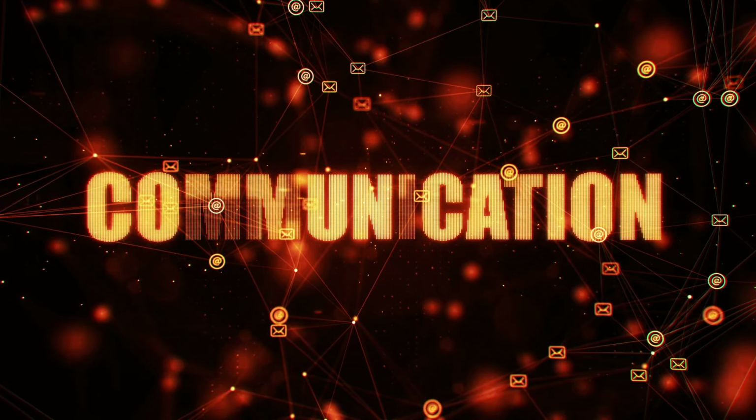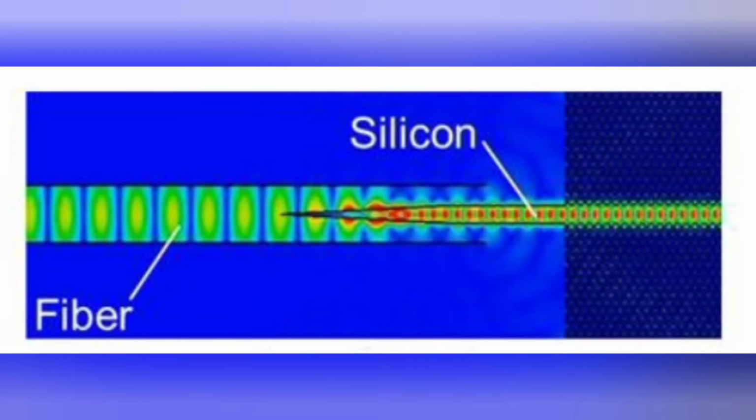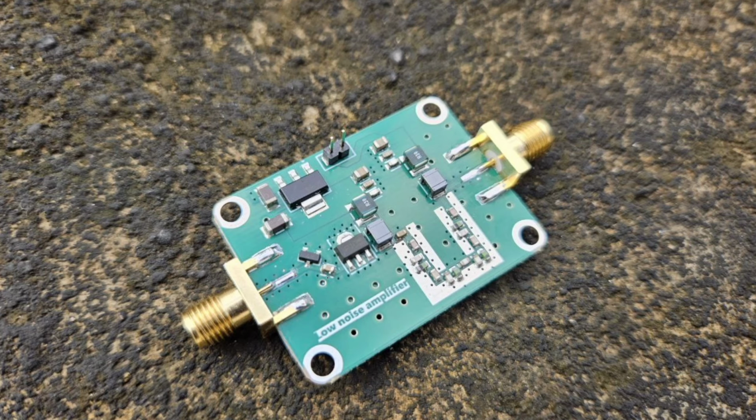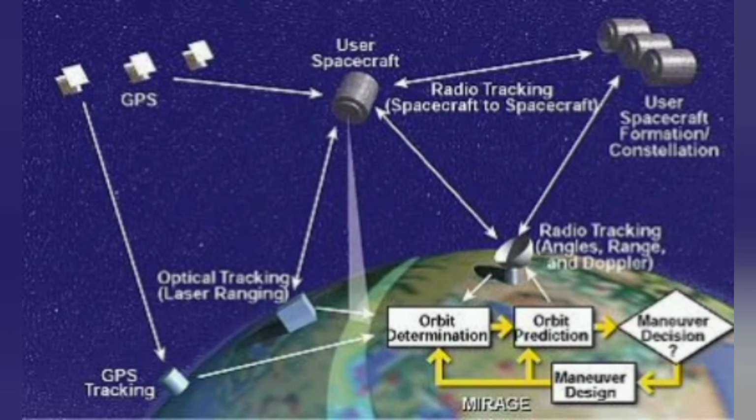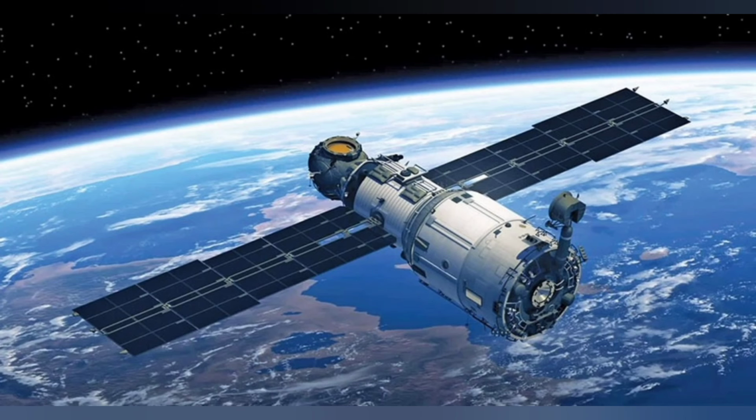Here are some of its advanced capabilities. 1. High data rate communication. DSN supports high data rate communication, enabling spacecraft to transmit large amounts of data, such as images and scientific measurements. 2. Low noise amplification. DSN's low noise amplifiers enable the detection of extremely weak signals from distant spacecraft. 3. Precision tracking. DSN's precision tracking capabilities allow for accurate determination of spacecraft position, velocity, and trajectory. 4. Spacecraft navigation. DSN provides navigation support to spacecraft, enabling them to adjust their trajectory and maintain accurate positioning.